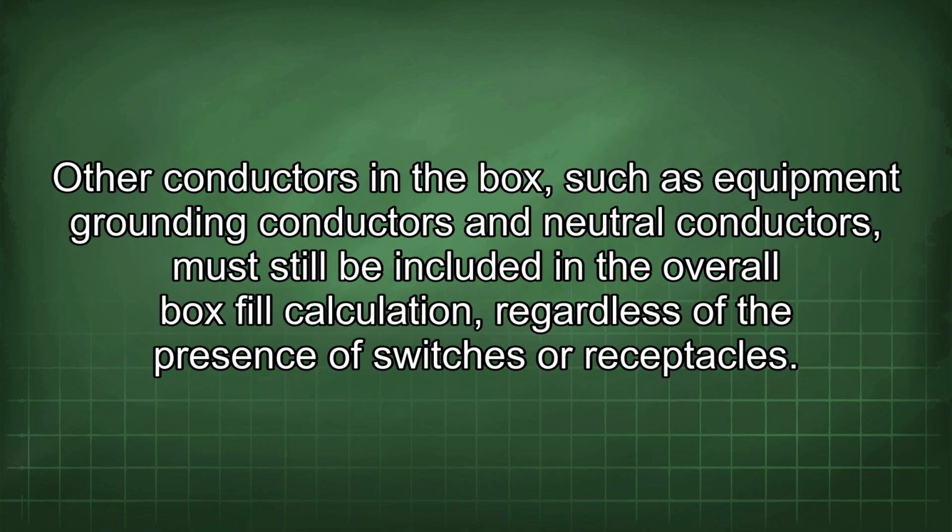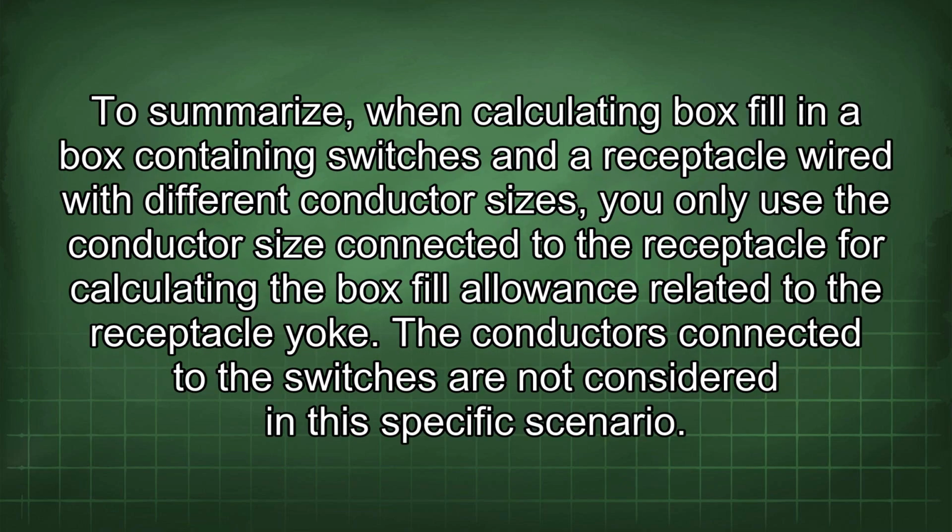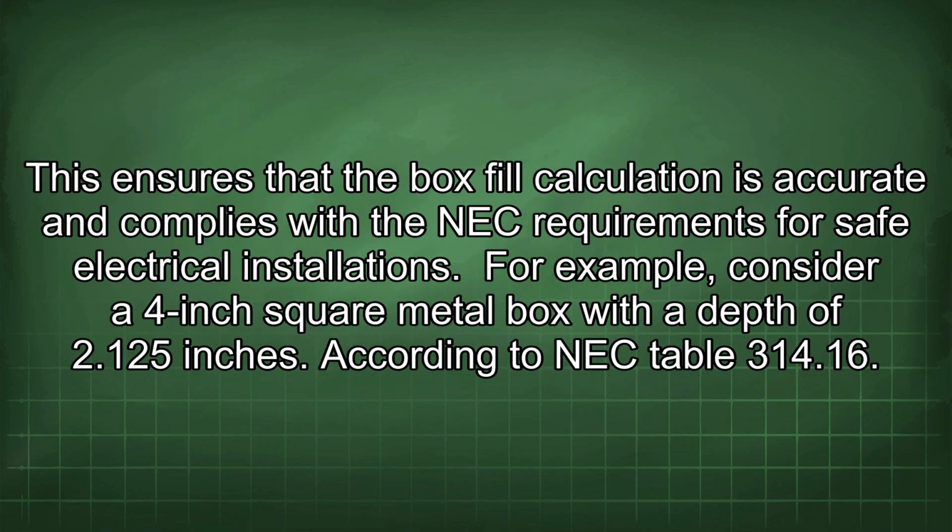Other conductors in the box, such as equipment grounding conductors and neutral conductors, must still be included in the overall box fill calculation, regardless of the presence of switches or receptacles. To summarize, when calculating box fill in a box containing switches and a receptacle wired with different conductor sizes, you only use the conductor size connected to the receptacle for calculating the box fill allowance related to the receptacle yoke. The conductors connected to the switches are not considered in this specific scenario. This ensures that the box fill calculation is accurate and complies with the NEC requirements for safe electrical installations.